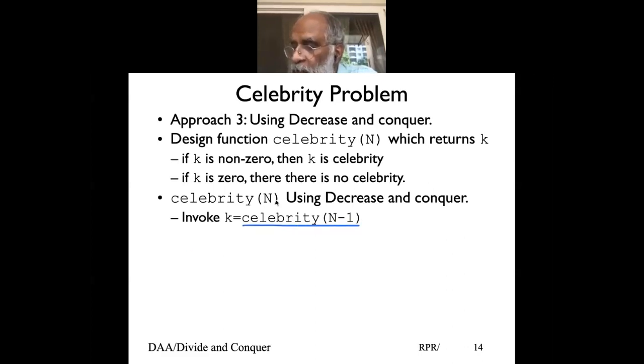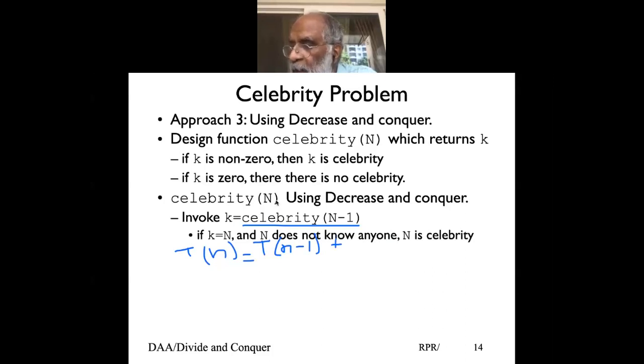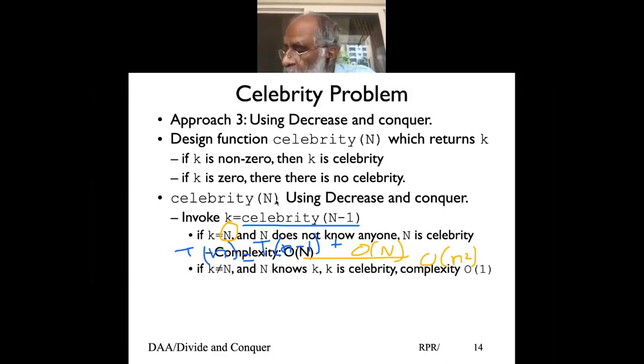So Tn is Tn minus 1 plus this work. When k returns n, that means all the n minus 1 people know n, but for the other person we need to ask each one: do you know person 1, do you know person 2, do you know person n minus 1. So we need to do order n work, and if we solve this recurrence, this will give me order n square. Sorry, I think there is an error there, so this complexity should be n square.